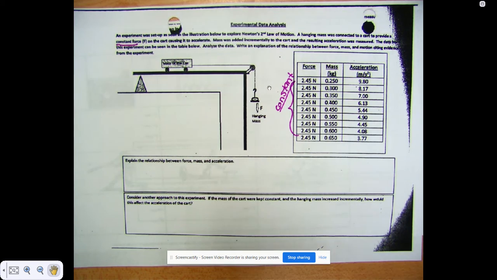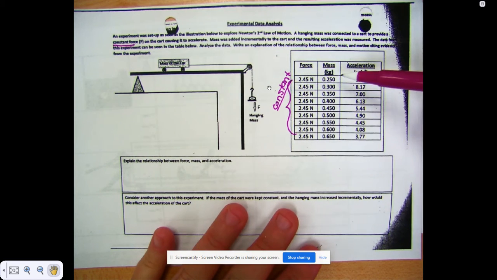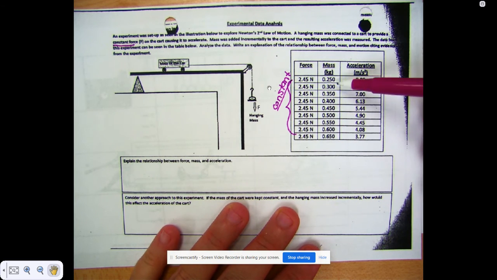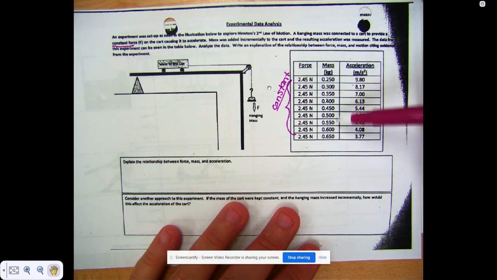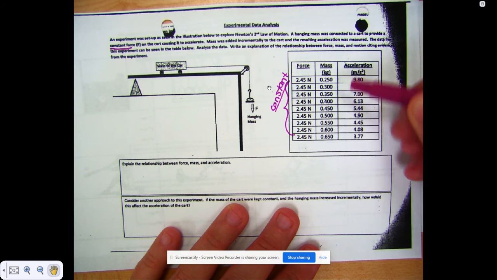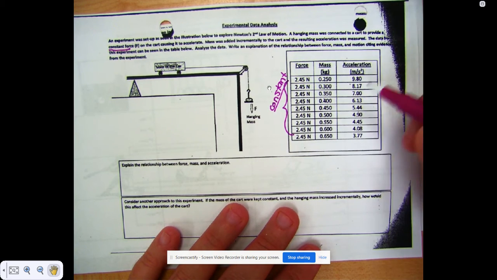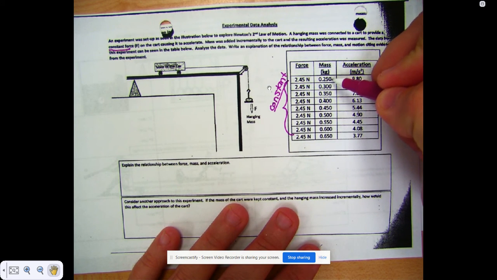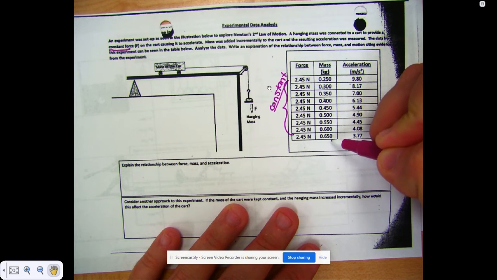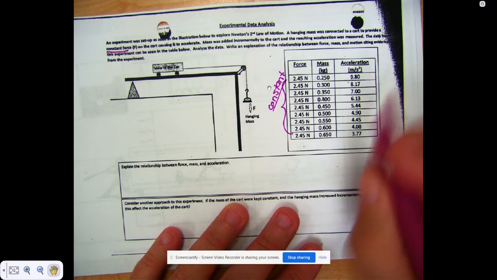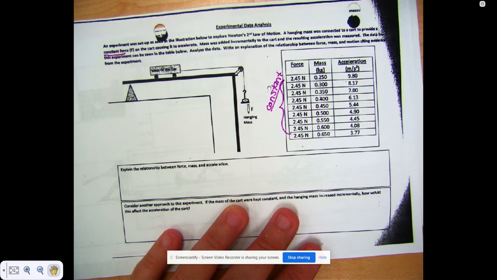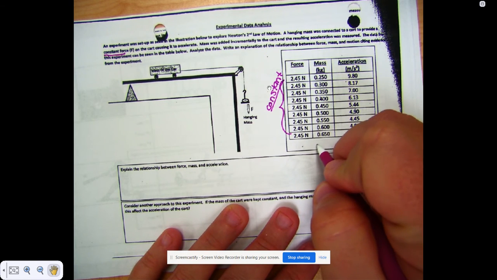And so what are they changing? Well, it looks to me like they're changing incrementally. So notice it's going up by 0.05 kilograms each time. They're changing the mass. So the mass is changing, and then what happens because the mass changes? It looks like the acceleration changes. Well, it does. Okay, so if I'm going from 0.25 down to 0.60, what am I doing to my mass as I move down? You are increasing the mass.